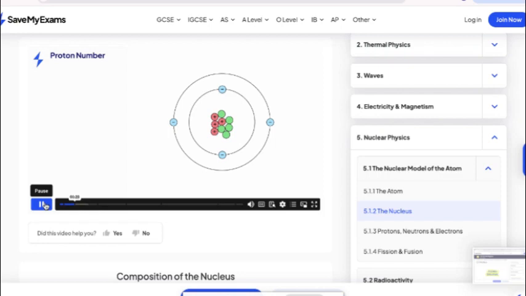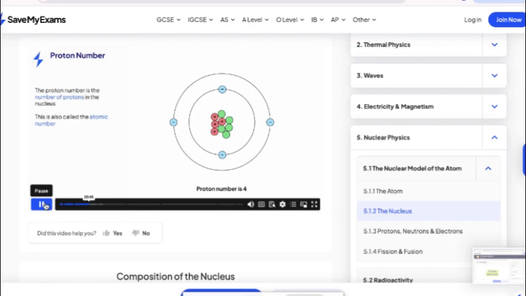Next up is proton number. Now this quantity is nice and self-explanatory. It tells us the number of protons in a nucleus. This atom of barium here has 4 protons in its nucleus. This means its proton number is 4. Simple, right? The proton number is also called the atomic number.